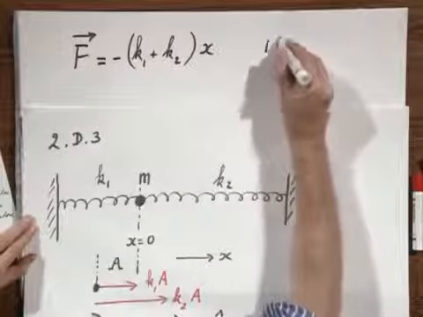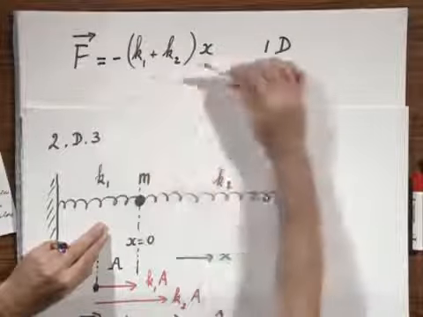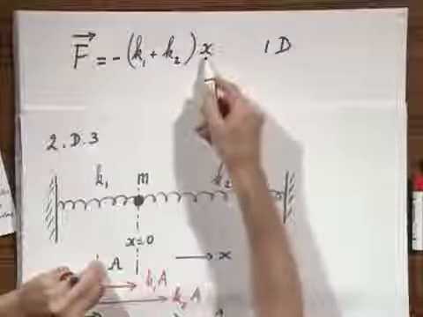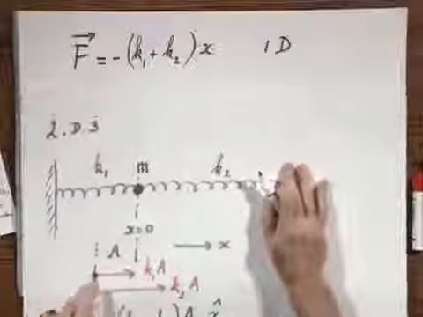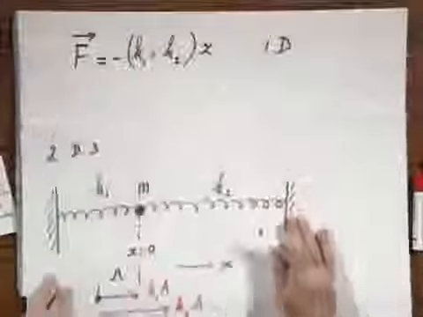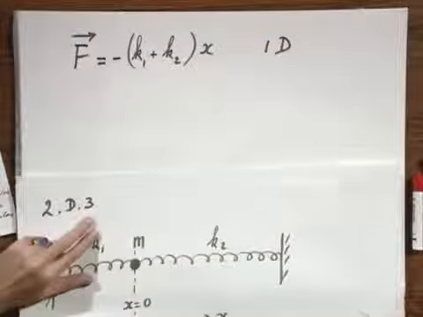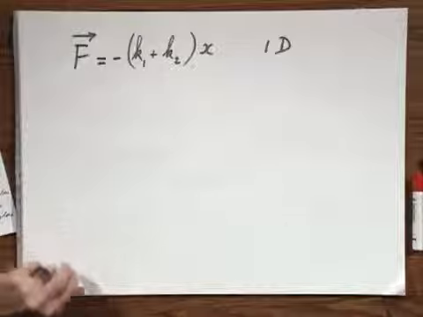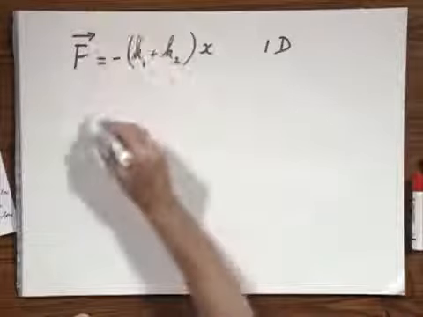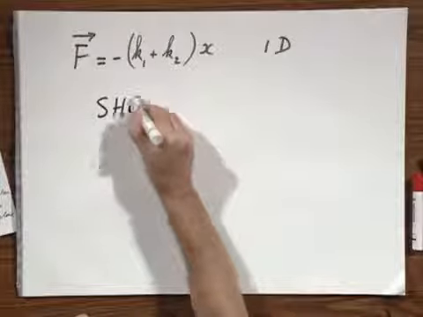It's a one-dimensional vector equation. If x is positive, the force is driving back to equilibrium, is in the negative direction. If x is negative, as is the case here, the force will be positive. As you see here, it's driving it back to equilibrium in the positive x direction. This represents the equation of a simple harmonic oscillator.